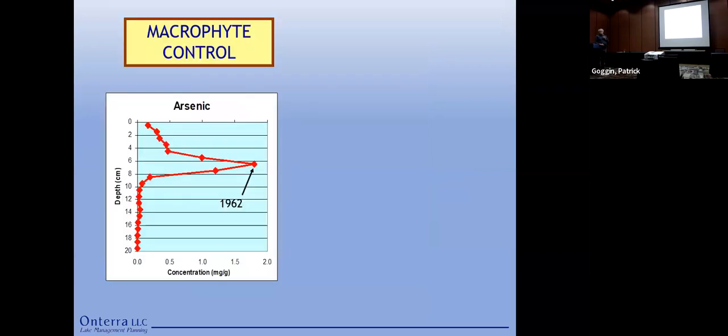Another way that we can check our modeling results is in the southeastern part of the state, Wisconsin. In the 1960s, they used sodium arsenite as a form of macrophyte control. And so they kept records of how much arsenic they added to different lakes. So we can access those records. And so we know that in this lake in 1962 is when they added most of the arsenic. So this peak in arsenic then should correspond to the mid 1960s.